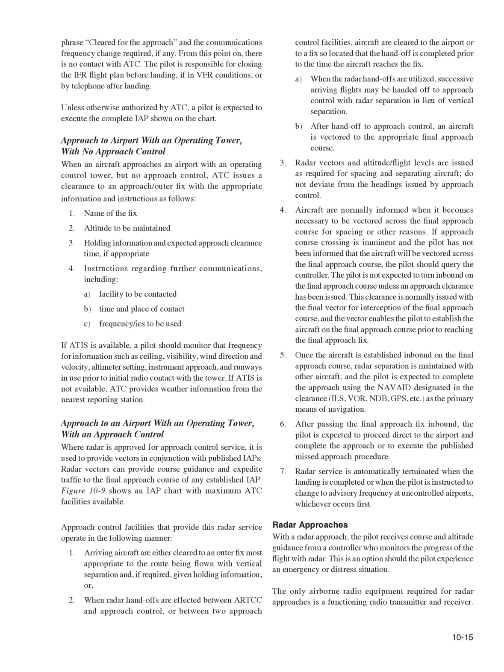Radar approaches. With a radar approach, the pilot receives course and altitude guidance from a controller who monitors the progress of the flight with radar. This is an option should the pilot experience an emergency or distress situation. The only airborne radio equipment required for radar approaches is a functioning radio transmitter and receiver.